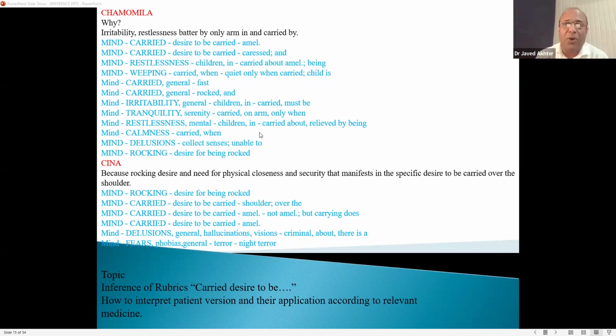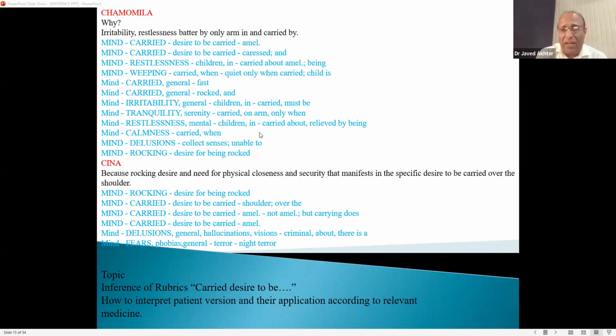Restless children relieved by being carried about, calmness when carried; when the patient is silent when carried, and dropped, the restlessness returns. Delusion: collects all senses, unable to. Basically, this patient's senses are not collected. Now he can collect them when in the mother's lap. Rocking, desire to be rocked always. This patient demands it. You cannot sit him down. When you come with a child, you cannot sit. Always you have to carry it like that.